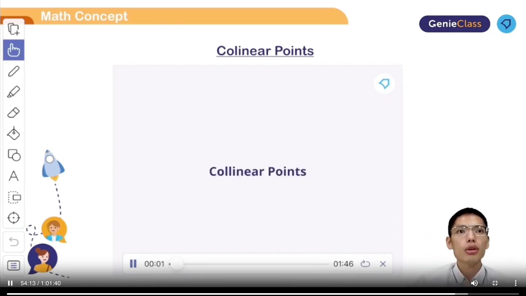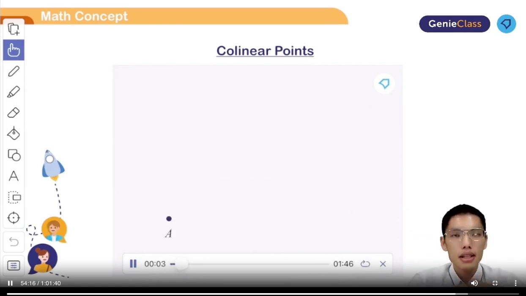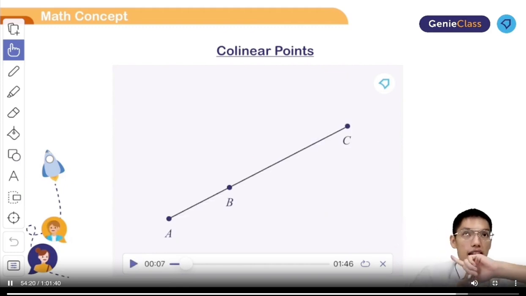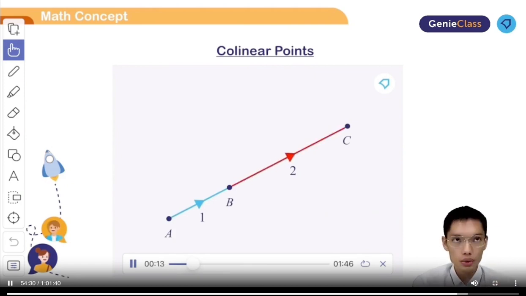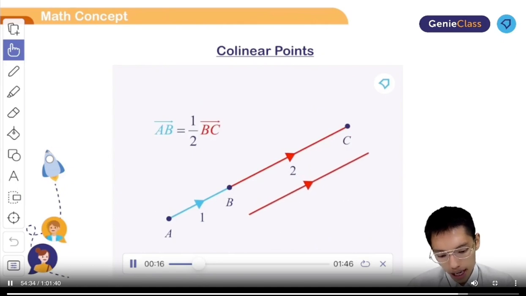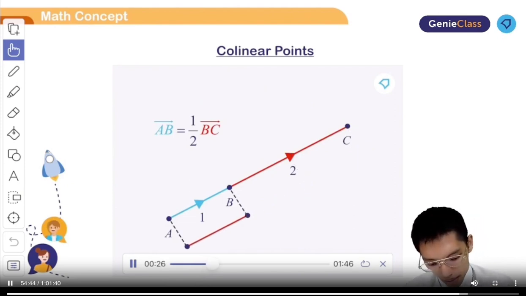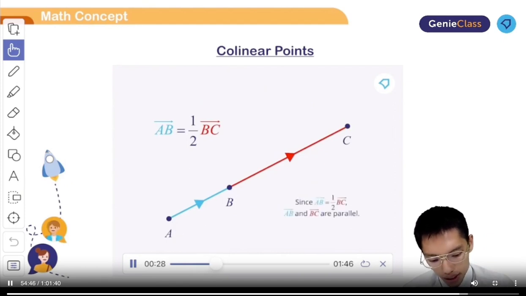So when I talk about collinear points, let's visualize. Collinear basically means if I draw a line, they lie on the same straight line. So how do I prove them? If I take my vector AB, suppose the line is split into 1, 2. Okay, there are a few different situations. If I have my vector AB, you realize AB in this case is half of BC. I take BC, I cut it into half. It's actually my AB vector. So what does it mean?